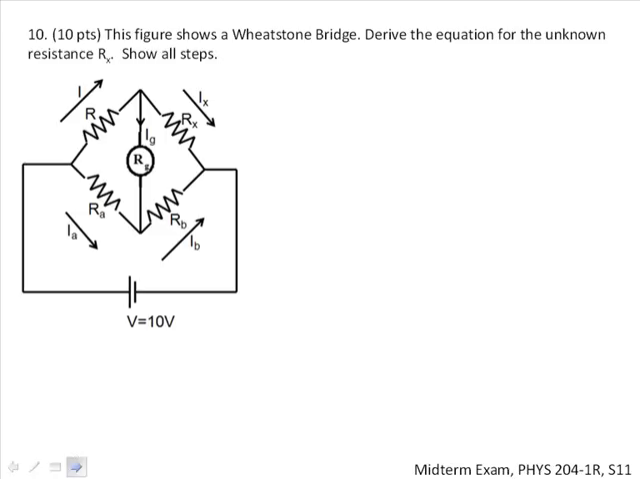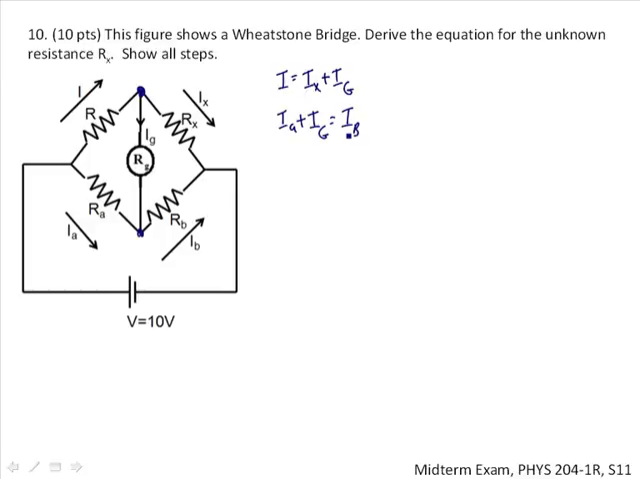Alright, this figure shows a Wheatstone bridge. Derive the equation for the unknown resistance Rx. Alright, so my main focus on this was that you got the equations right from Kirchhoff's rules, from the junction rule and the loop rule. So let's do the junction rule first. I'll do the top junction. Incoming current is I is equal to Ix plus Ig. Bottom junction is Ia plus Ig is equal to Ib. Most of you got the junction rules correct.